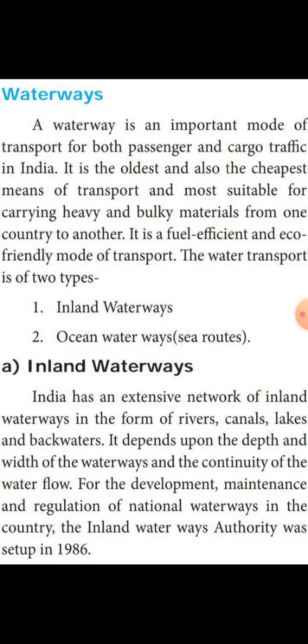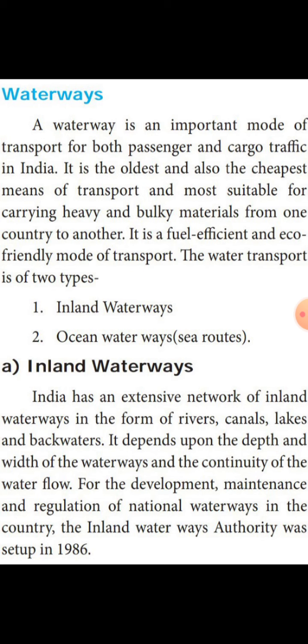That means in olden days, most of the people used the waterways because it is the cheapest means of transport. We do not need to spend much money on this waterway. This waterway is also most suitable for carrying heavy and bulky materials from one country to another country.